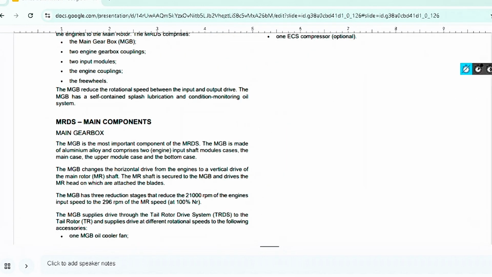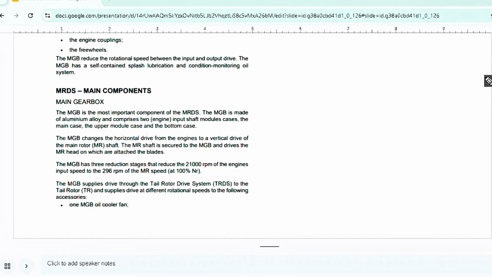Let's move forward. The MGB has three reduction stages that reduce the 21,000 RPM of the engine's input speed to the 296 RPM of the main rotor speed at 100%.